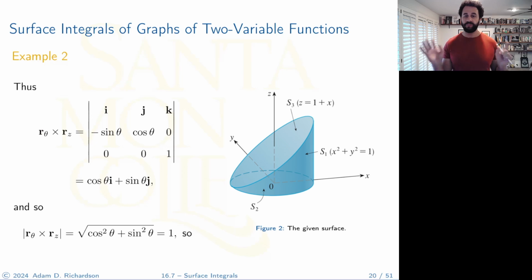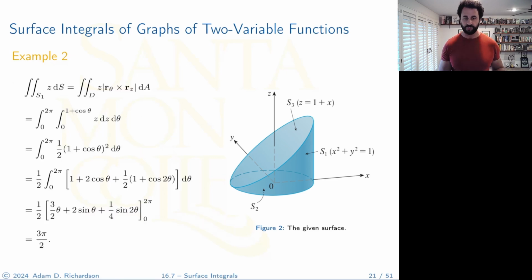Now we're going to plug all this stuff in and compute the surface integral on this vertical cylindrical piece. So this is what we wanted to compute. We're reparameterizing it here in terms of this. Z is the function that we are integrating, and we're integrating from 0 to 1 plus cosine theta, and then 0 to 2 pi. There it is. And then now we can continue.